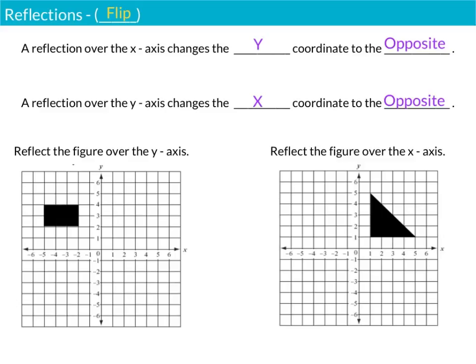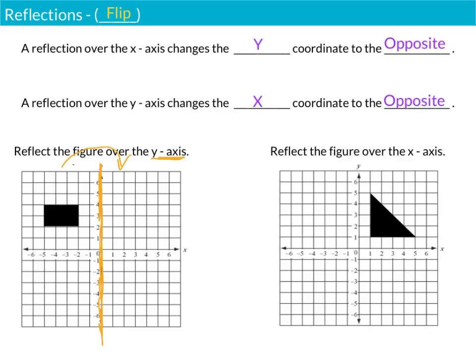So the first one on the left says reflect the figure over the y-axis. Now, it's very important to understand which axis you're going to be flipping over. To remind myself, I'm going to shade the y-axis because that's the one I'm going to be flipping over. So I know that my shape needs to flip over this axis and land in the other coordinate.